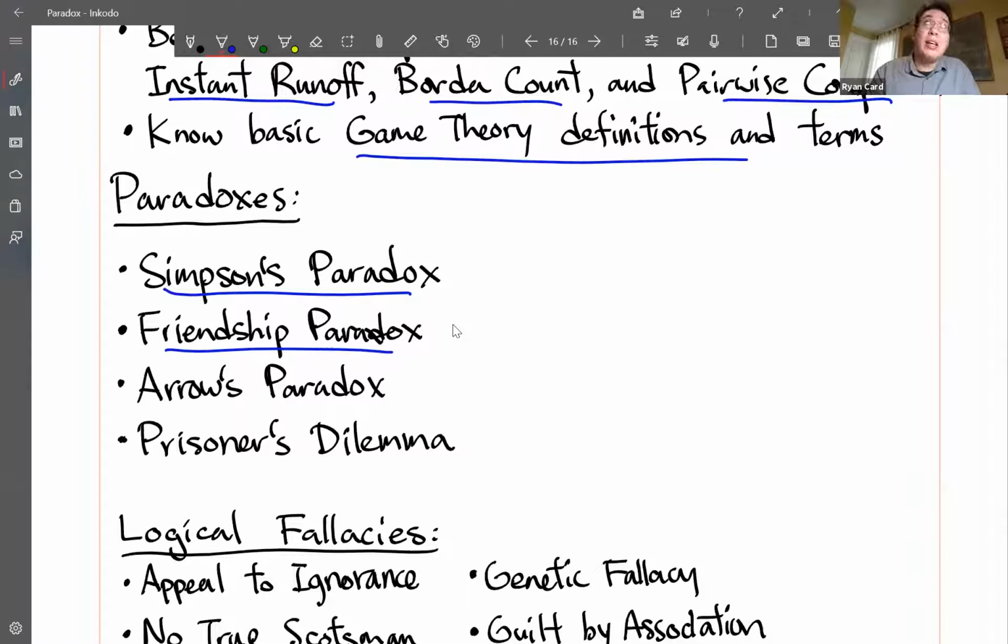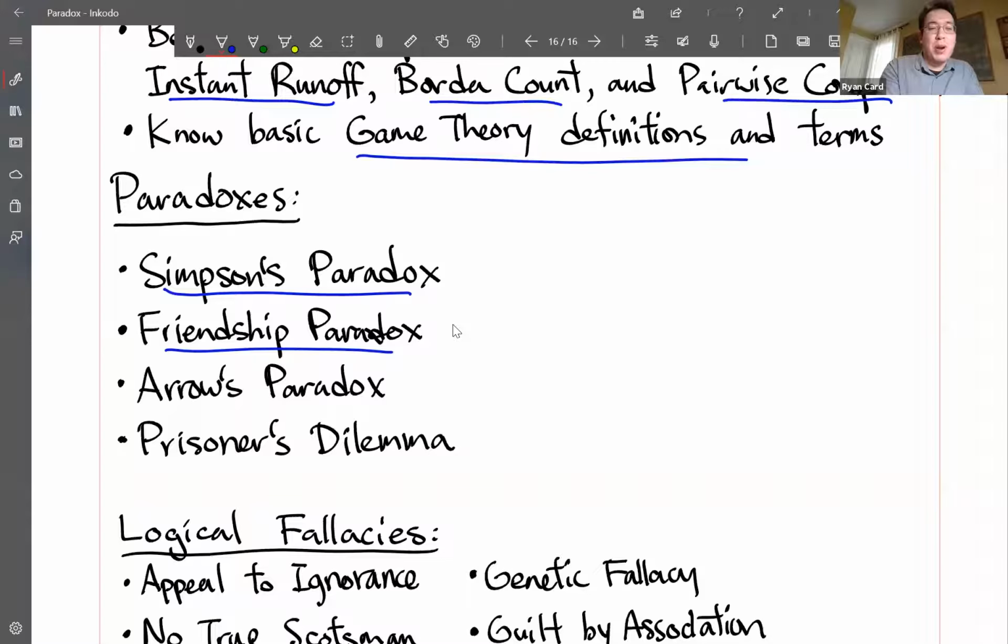And when that paradox doesn't happen. So who tends to have more friends than their friends? Right? You should be able to identify that just by looking at a graph.